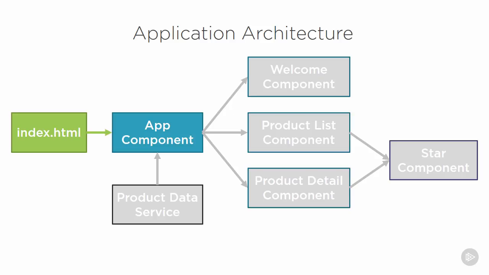Looking at our application architecture, we currently have the index.html file and our root app component in place. So we have a working sample application, but it doesn't look like much. What we really want is a list of products. In this module, we'll begin work on the product list component to display that list of products. Let's get started.